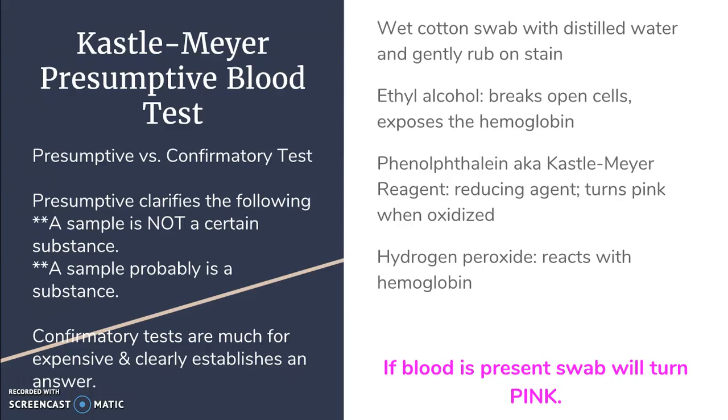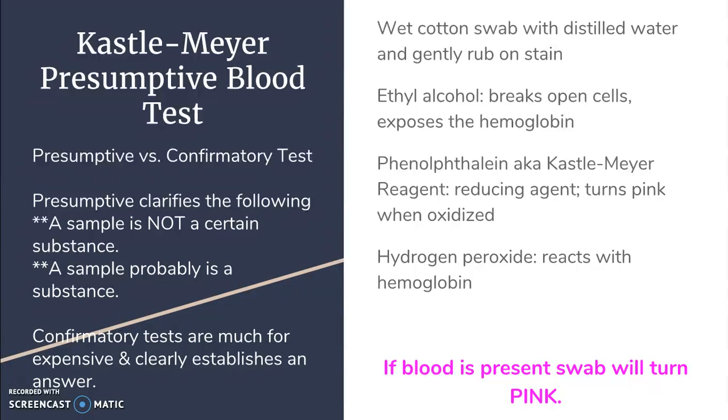Then this test is used if there is thought to be blood at the crime scene. It's called the Kastle-Meyer test. Let's talk a little bit about presumptive versus confirmatory tests first of all. Presumptive is exactly what it sounds like. It's not concrete. If you presume something, you are basically making a hypothesis or making a guess. And what this test will do, it can say, hey, a sample is not a certain substance, so it can eliminate an option, or it can say a sample probably is a substance. Once they get to that route, they will probably run a confirmatory test, and that says for sure what the substance is.